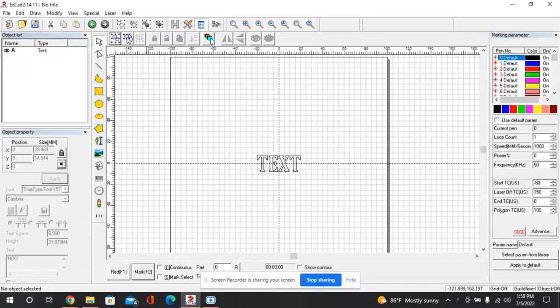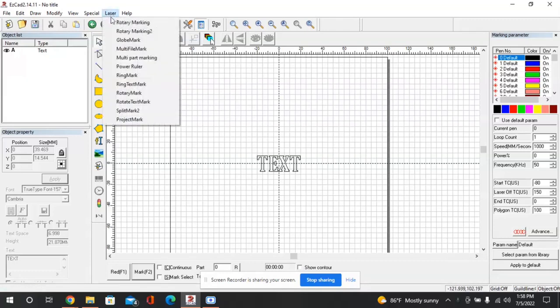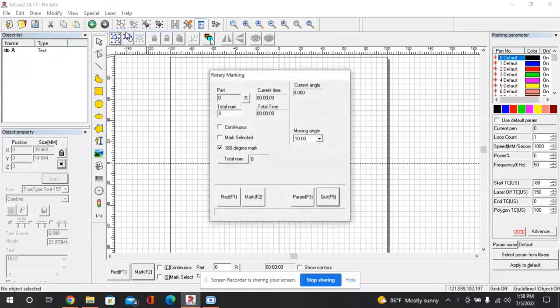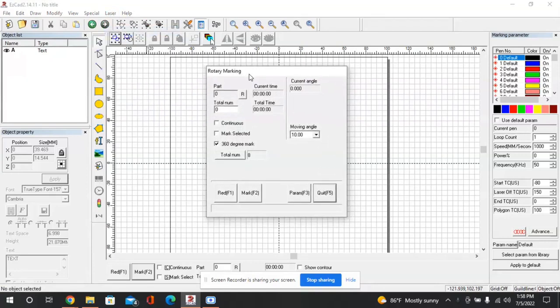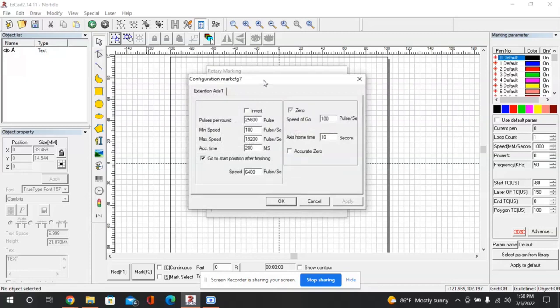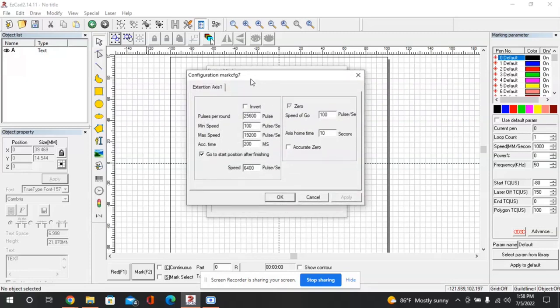So in order to operate the rotary table, we can go up here to laser, and then I'm going to use rotary marking 2. And we'll get this window that opens. The first thing we'll need to do is configure the rotary table so that it operates correctly. We'll do that by going to parameters. And under parameters, the most important setting is going to be this pulses per round.